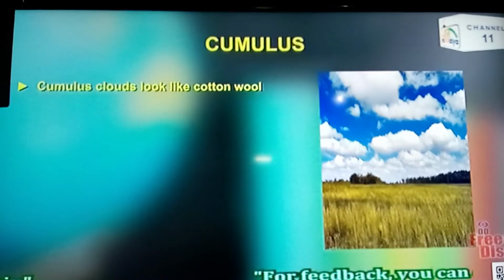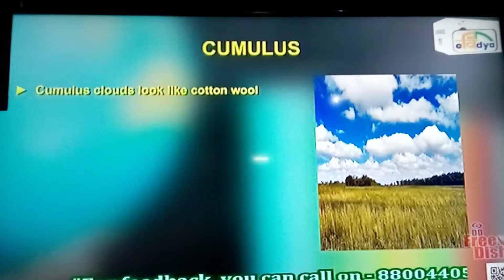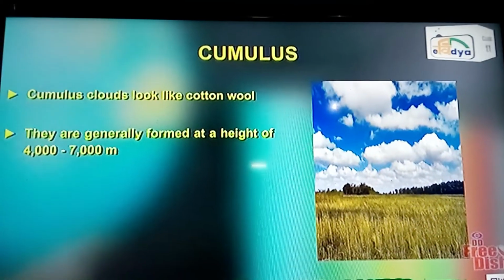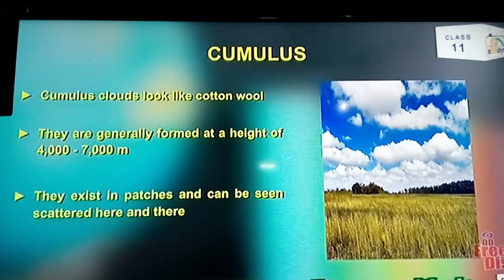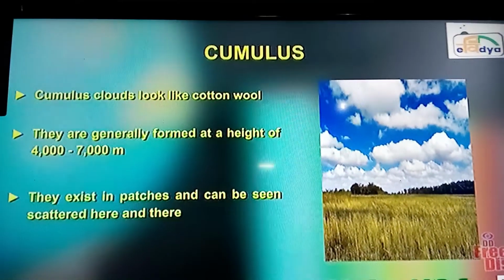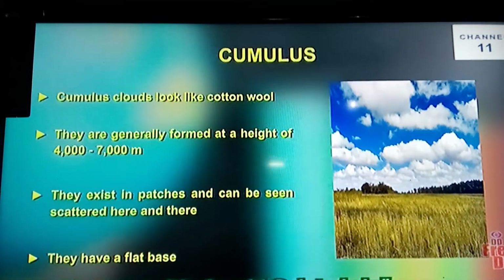Cumulus clouds, they are very beautiful to see. They look like cotton wool. They are generally at the height of 4,000 to 7,000 meters. They exist in patches and can be seen scattered here and there. They have a flat base.